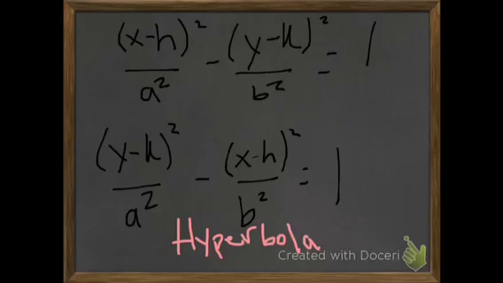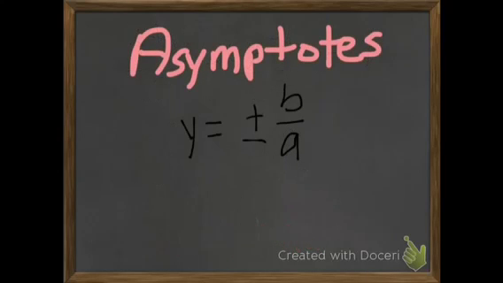The top one is the horizontal equation, and the bottom one is the vertical equation. For this lesson, we're only going to work on the horizontal equation. The asymptotes for this equation are y equal to plus or minus b over a. That's going to be the same as rise over run.